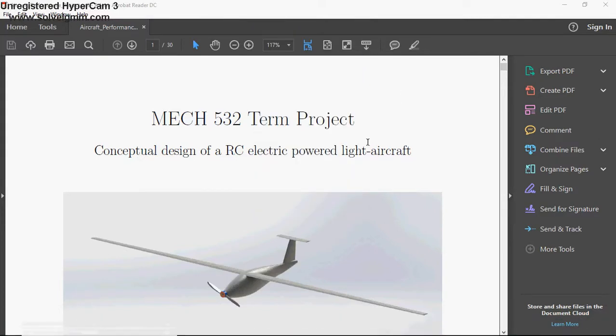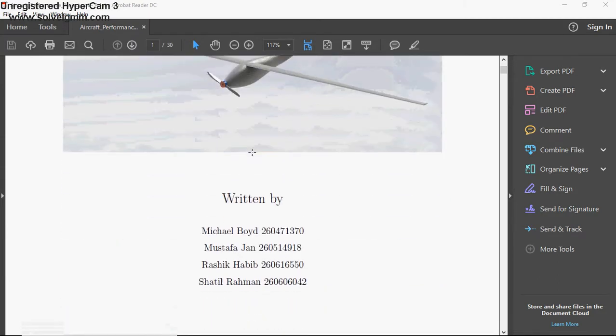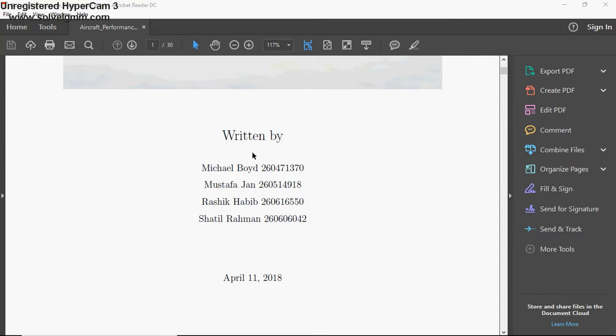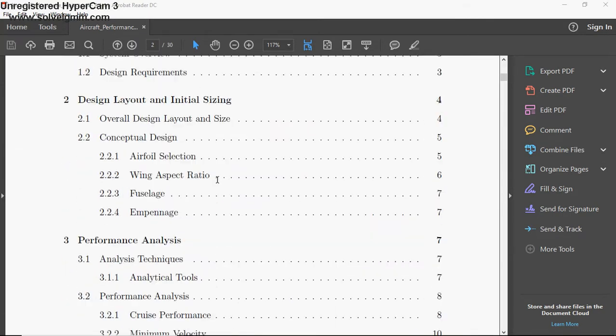In this presentation, we will discuss the conceptual design, performance, and stability analysis of a remote-controlled electric-powered aircraft. The design is intended to meet the requirements outlined in the project description, namely to carry a 1 kilogram payload while maximizing endurance and minimizing weight and adverse stability effects.